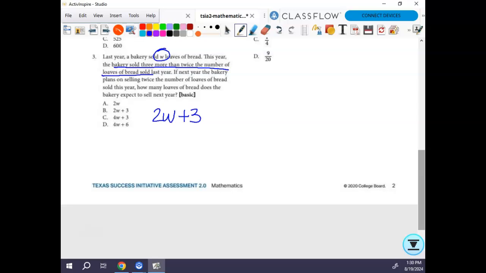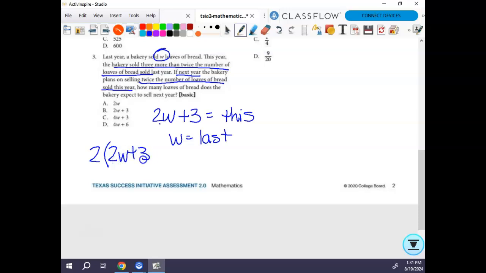Then it says if next year, so we could choose B if we don't continue reading, and that's bad. So if next year the bakery plans on selling twice the number of loaves of bread sold this year, okay. So this is equal to this year. W was last year, and then we need next year, right? And it says, next year, the bakery plans on selling twice the number of loaves of bread sold this year. So 2 times that. 2 times what they sold this year, which is not this one. When I distribute that, I get D.